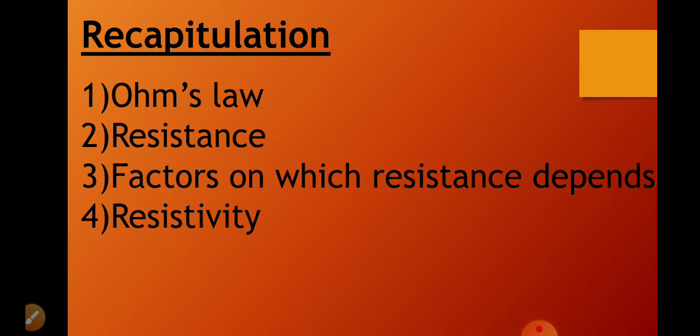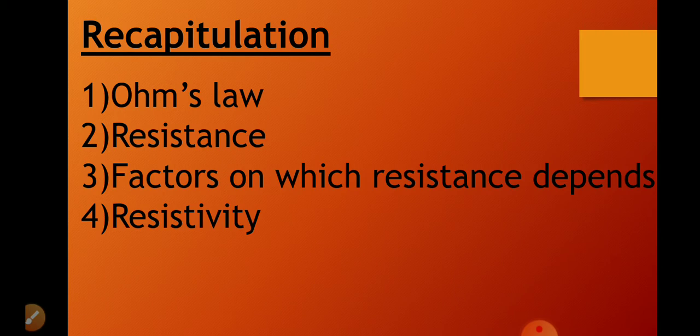What is resistance? It is the property of a conductor to resist or oppose the flow of charges through it. And the SI unit of resistance we had studied, that is ohm, which is denoted by the Greek letter omega. Therefore, R is equal to V divided by I, where V is potential difference and I is current.